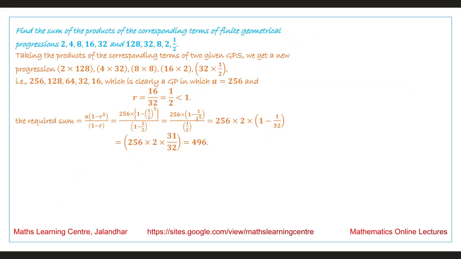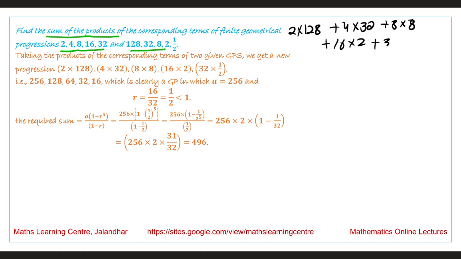Now next is: find the sum of the products of the corresponding terms of the finite geometrical progressions. These two progressions are given. So we have to calculate the value of 2 into 128 plus 4 into 32 plus 8 into 8 plus 16 into 2 plus 32 into 1 by 2.